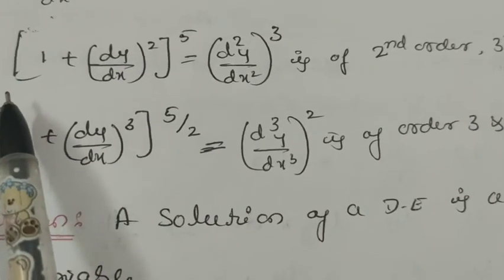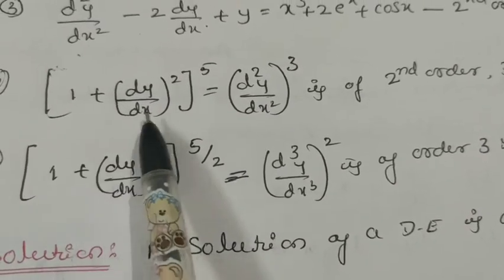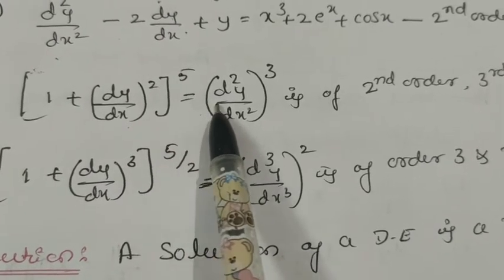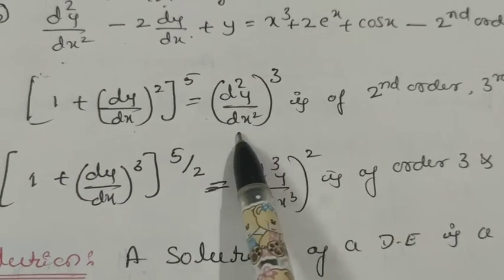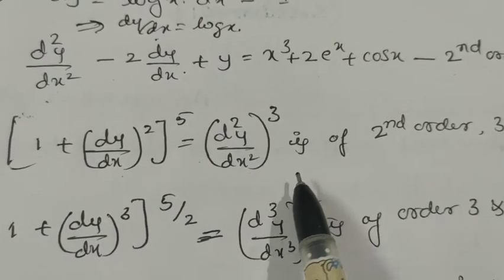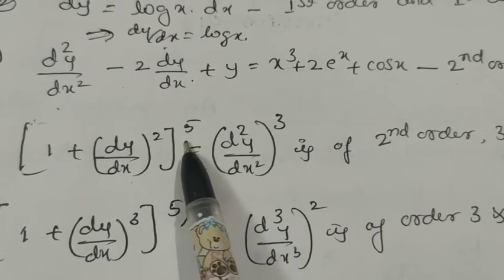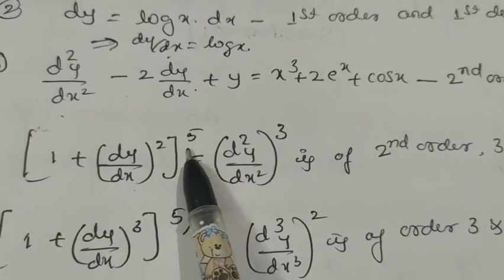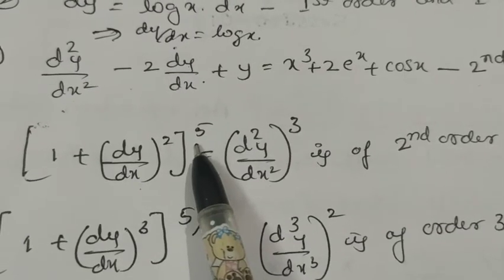Let us take one more example. 1 plus (dy by dx) square, whole to the power of 5, is equal to (d2y by dx square) whole cube. See here, the whole is raised to 5. It is not a fraction. If it is a fraction, then we can make it free from the fraction. But it is whole to the power of 5.